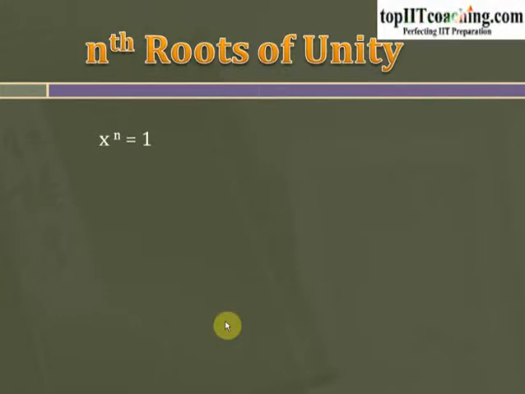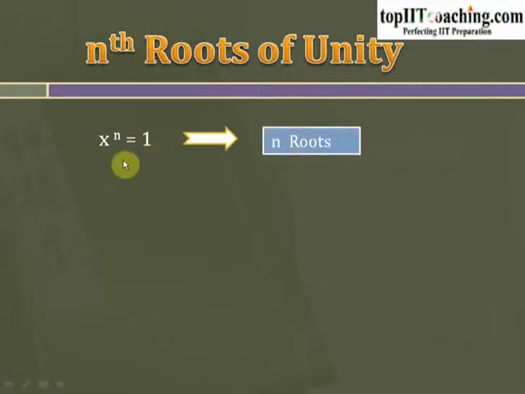Now let us say that we have an equation x to the power of n equal to 1. Now this is a polynomial equation of degree n, and we know that if we have a polynomial equation of degree n, then this equation must have n roots. So this very equation has got n roots. Now what are these roots?